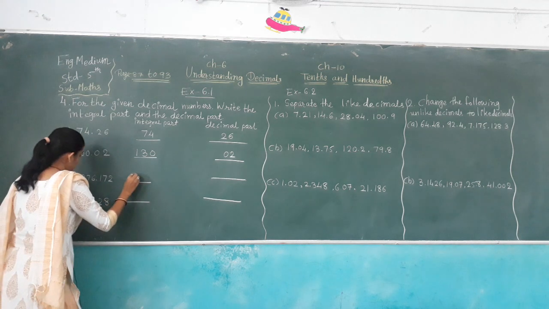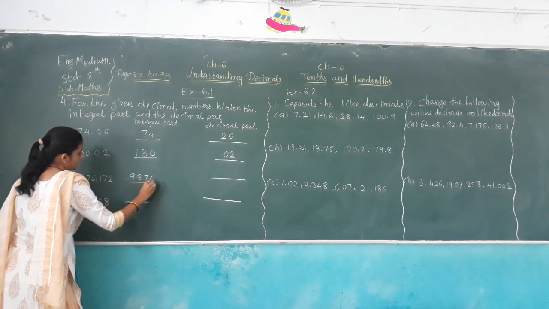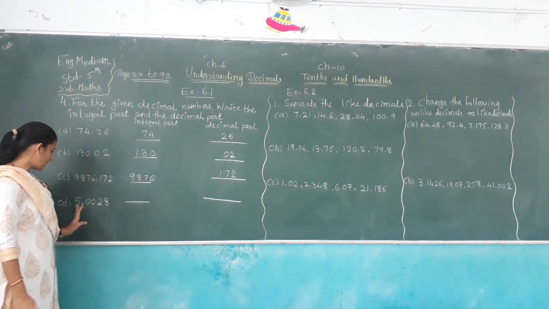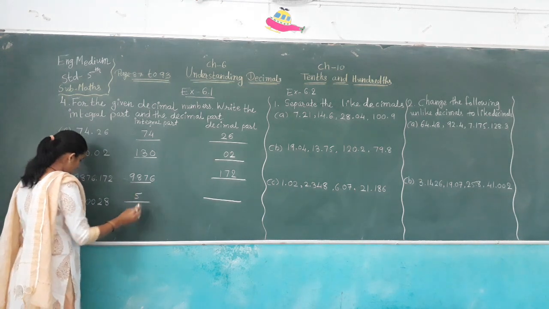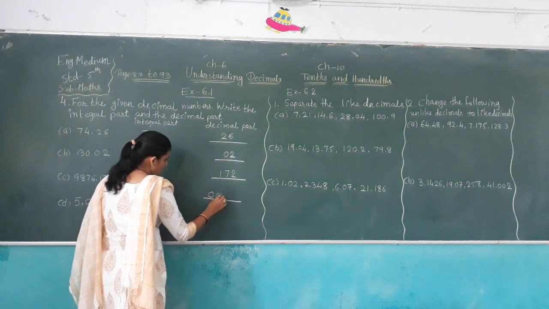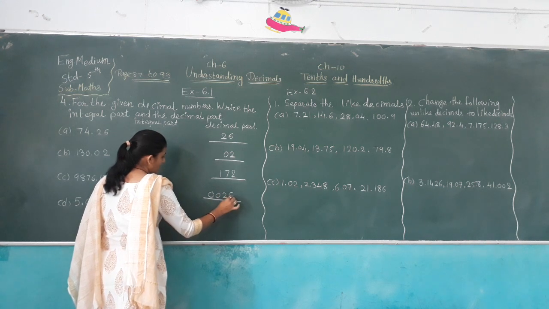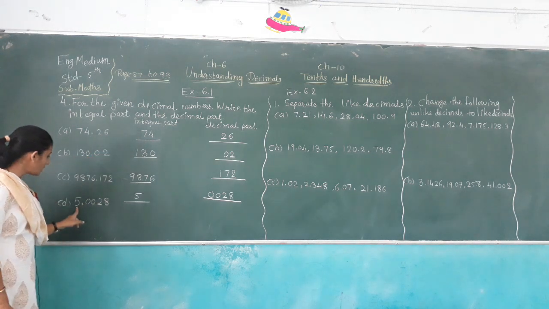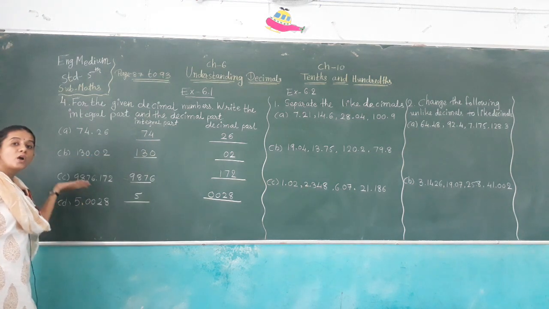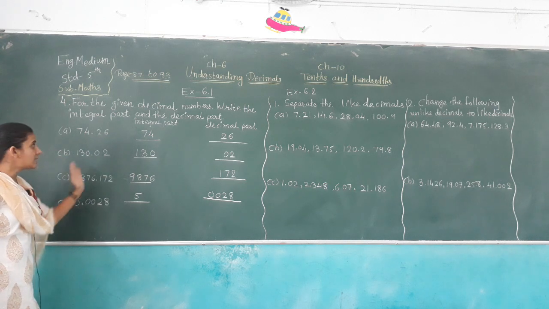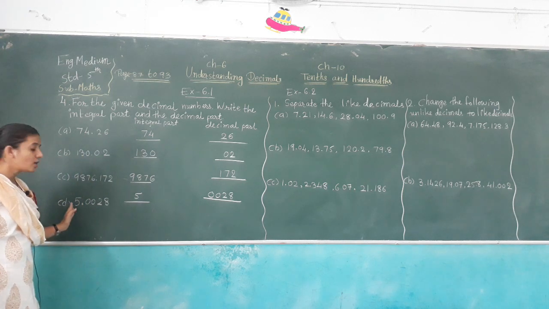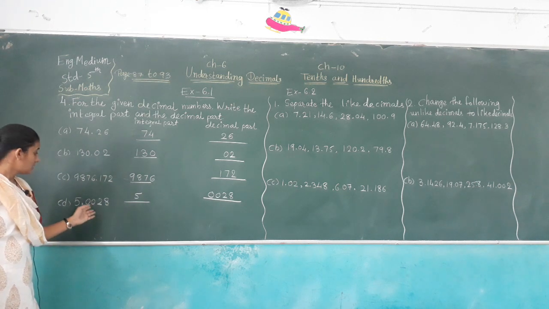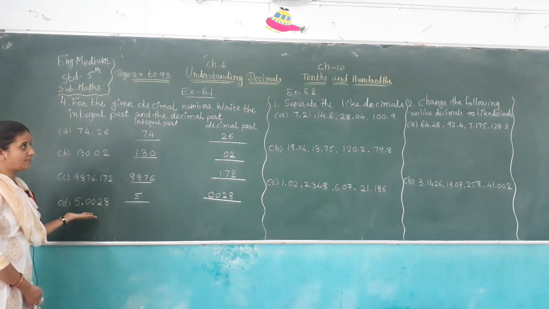9876 is the integral part, and 172 is the decimal part. Here 5 is the integral part and after the point, 0000028 is the decimal part. Again, one time: integral part means what? Before the point, those numbers are the integral part. That means whole numbers are called the integral part, and after the point those numbers are called the decimal part.